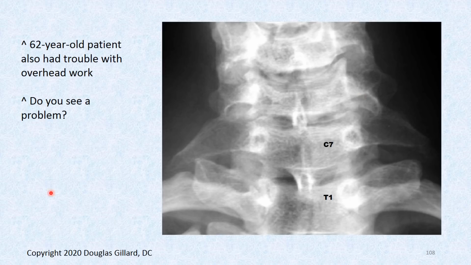How about this one? How about this guy? A 62-year-old comes in with trouble working overhead. What's the problem? Oh, yeah, look at these. Yeah, good, you got them. But this time there's no little bump. They're hypertrophic. You have to know the difference between cervical rib and hypertrophic. They're very important. So those are hypertrophic transverse processes.